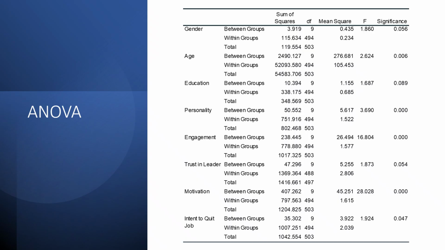alternative hypothesis H61. Less than 0.001 was generated for motivation, which is less than the alpha, and the null hypothesis H70 is rejected, with the alternative hypothesis H71 accepted. Finally, the significance level of 0.047 is less than the alpha for intent to quit job, and the null hypothesis H80 is rejected, while the alternative hypothesis H81 is accepted.